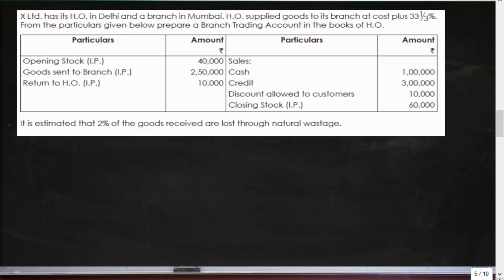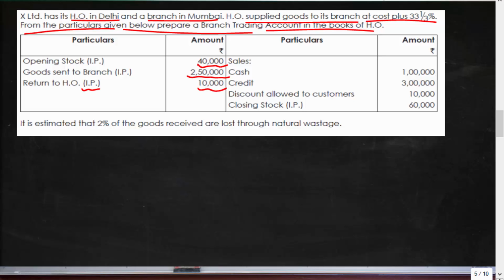X Limited has its HO in Delhi and branch in Mumbai. HO supplied goods to its branch at cost plus 33 1/3%. From the particulars given below, prepare branch trading account in the books of HO. Opening stock 40,000, goods sent to branch 2,50,000, return to HO 10,000. If you notice, all are at invoice price, IP stands for invoice price. Then you have cash sales 1 lakh, credit sales 3 lakh, discount allowed to customers 10,000, closing stock at invoice price 60,000. It is estimated that 2% of goods received are lost through normal wastage.